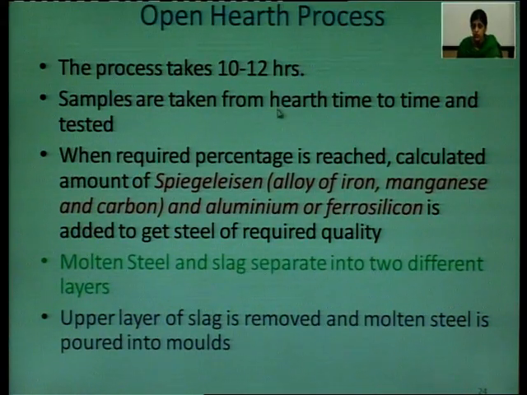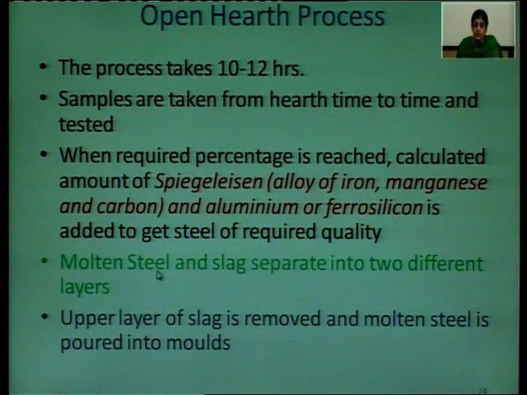The samples are taken from the hearth from time to time and they are tested for the carbon content. And when the required percentage of carbon is reached, that means from 0.5 to 1.5% carbon, then a calculated amount of spiegeleisen, remember the spelling, which is an alloy of iron, manganese and carbon, is added to the iron, along with aluminium or ferrosilicon, to get the steel of required quality.